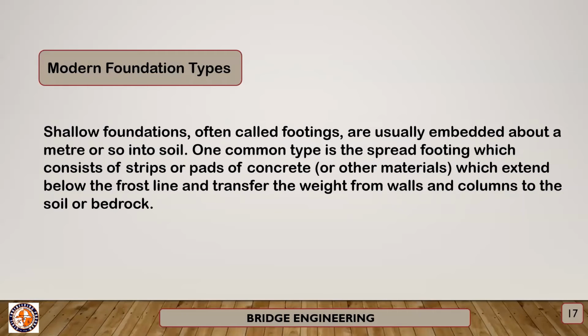Next, the modern foundation types. Shallow foundations, often called footings, are usually embedded about a meter or so into soil. One common type is spread footing, which consists of strips or pads of concrete or other materials, which extend below the frost line and transfer the weight from walls and columns to the soil or bedrock.